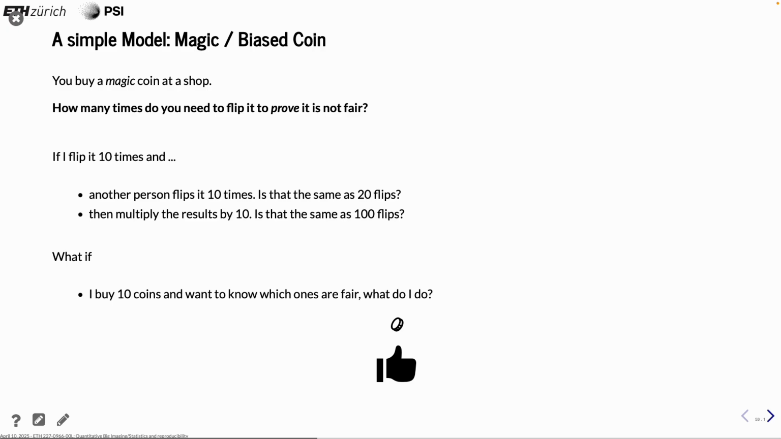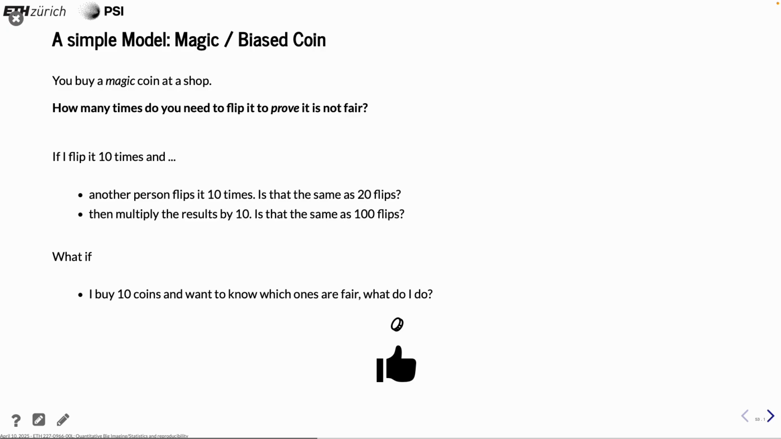And let's do some experiment, toss the coin 10 times and see, does it provide any result? Or then we want more data. So the question is, if I let someone else toss it 10 times, it's the same as 20 flips. Or if we just do 10 times and then do the shortcut, multiplying by 10, or multiply the data by 10, is it the same as 100 flips? Of course not, but anyway.